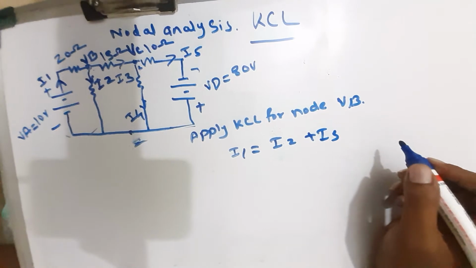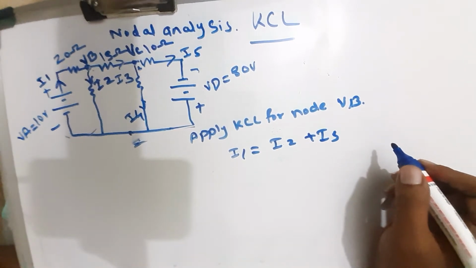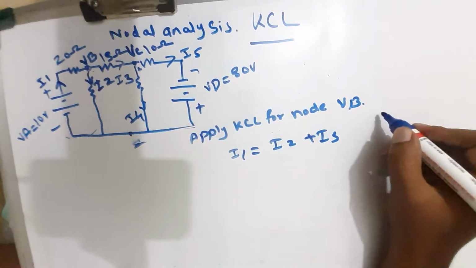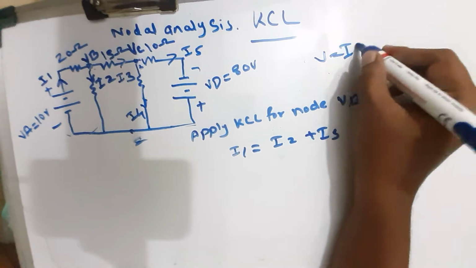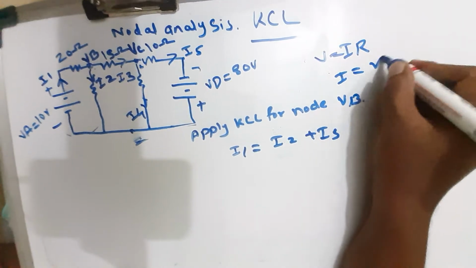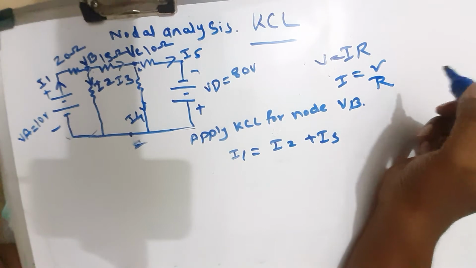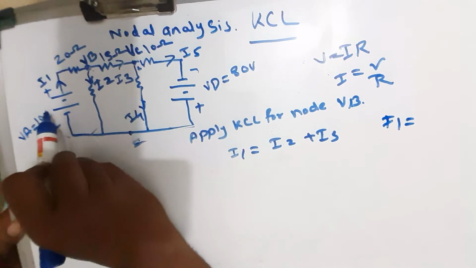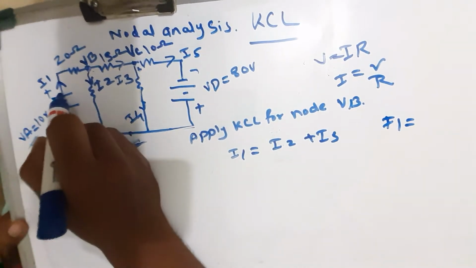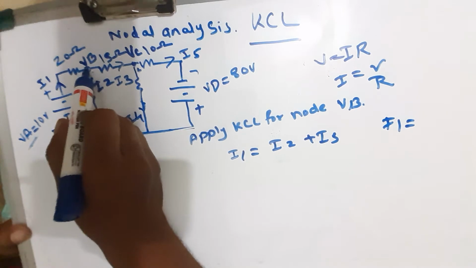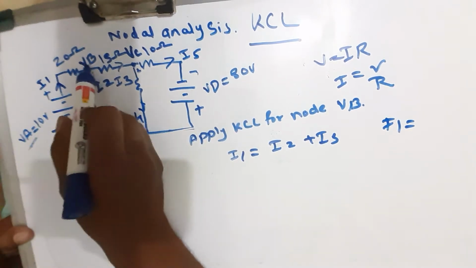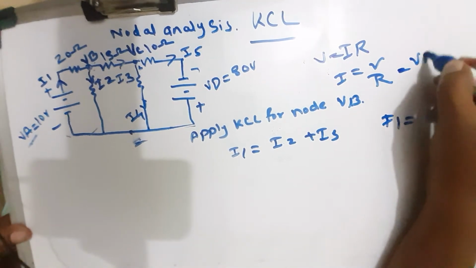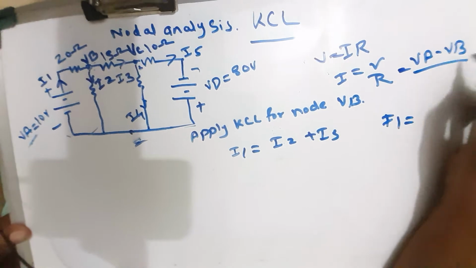Now we will check how we have to write down I1. We must already know Ohm's law, that is V equal to IR, so I equals V by R. I1 starts from VA and ends at VB. So the starting voltage is VA and the ending voltage is VB. So I equals V by R, here VA minus VB divided by the R value.